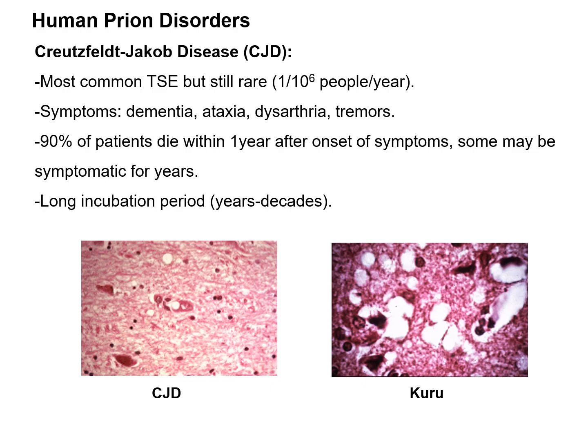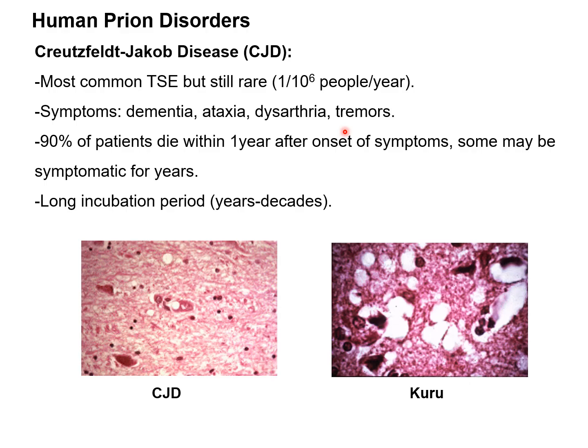Creutzfeldt-Jakob disease is another TSE. This is the most common TSE caused by prions, but still rare. 1 in a million people per year develop Creutzfeldt-Jakob disease. The symptoms are dementia, ataxia, dysarthria, as well as tremors. Blindness might also occur. About 90% of patients will die within 12 months after the symptoms start, but some may be symptomatic for years. Like all of these TSEs, they are slowly progressive, so it takes a very long period of time for manifestations to start happening. It's a long incubation period of years to decades.